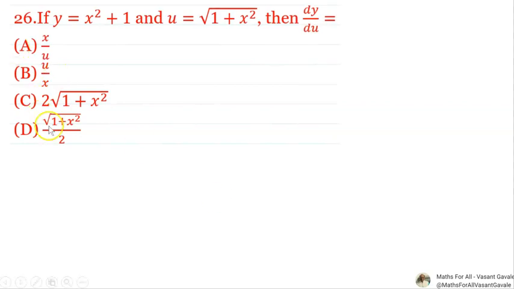Differentiation. Question number 26. If y is equal to x square plus 1 and u is equal to root of 1 plus x square, then dy by du is equal to... Here we are going to use the chain rule.